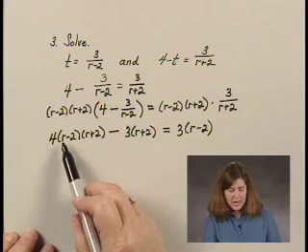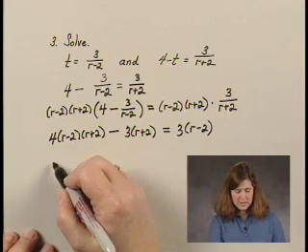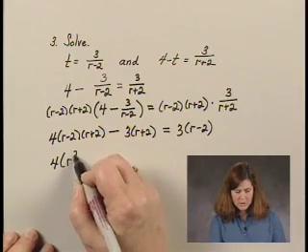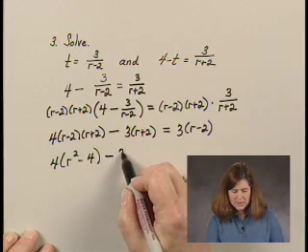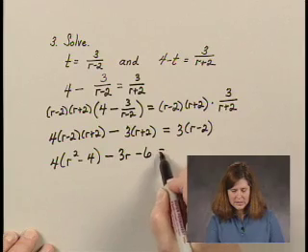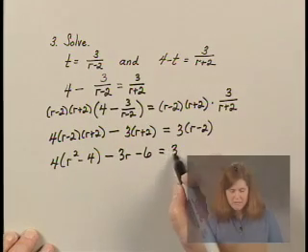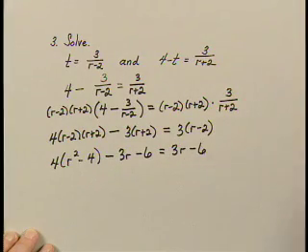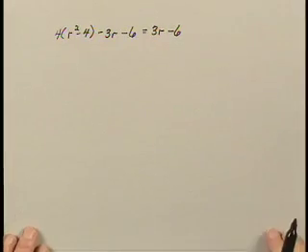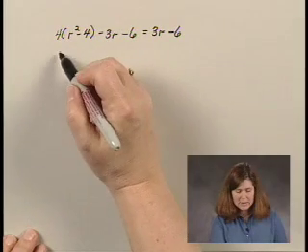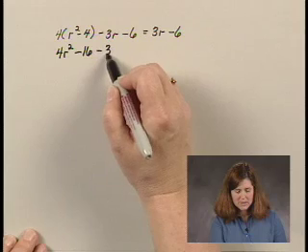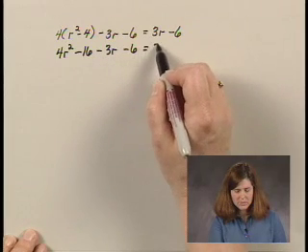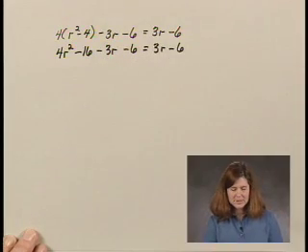I can now multiply R minus 2 times R plus 2 to get R squared minus 4. I multiply here and I get minus 3R minus 6. And finally multiplying, I have 3R minus 6. I need to do one more multiplication in order to remove these parentheses. I have 4R squared minus 16 minus 3R minus 6 equals 3R minus 6.